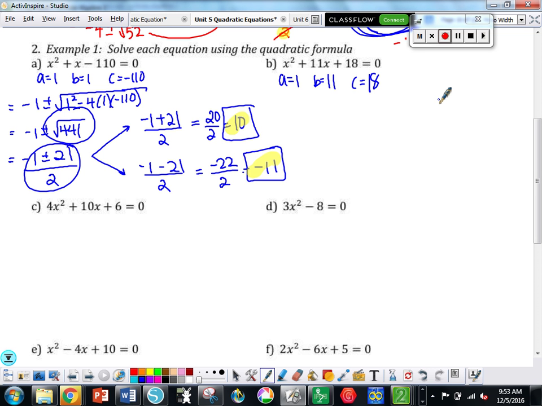Okay, negative b. So negative, we change colors. Negative 11 plus or minus the square root of 11 squared minus 4 times a times c. When you plug this inside of the radical, the inside part, what do you get? Somebody confirm, who else got 49? 49, yes? So negative 11 plus or minus the square root of 49, which is 7. That means on this one, could we have factored it? Yeah.